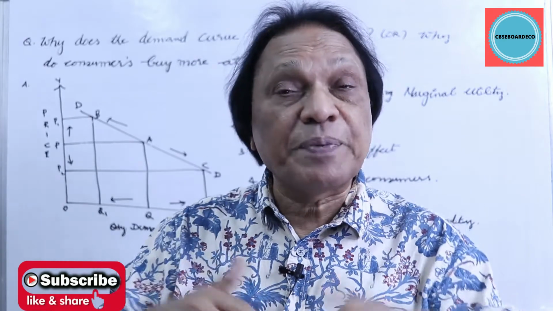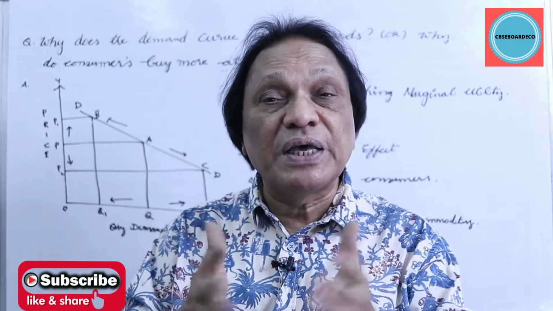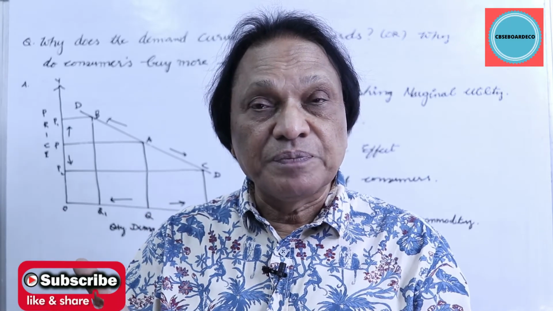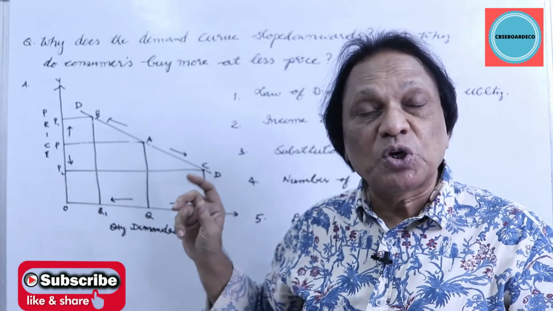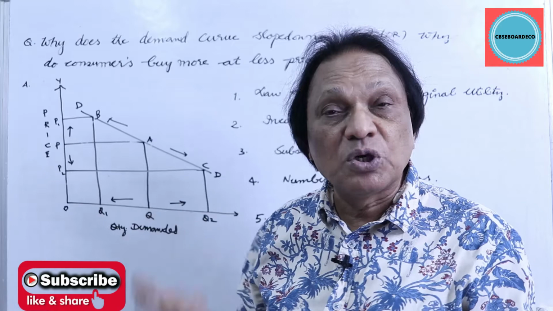If he's getting it at a lesser price, he won't mind buying it because he's always equating the utility he is deriving from the commodity with the price of the commodity. That means every point on the demand curve shows the consumer's equilibrium. At this point, Px is equal to MUx in terms of money.